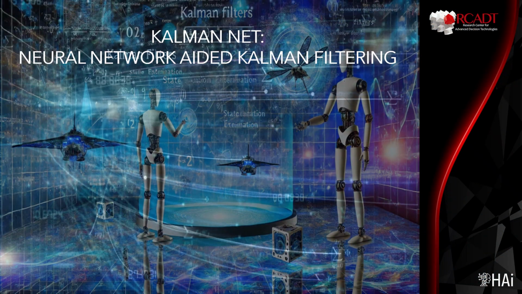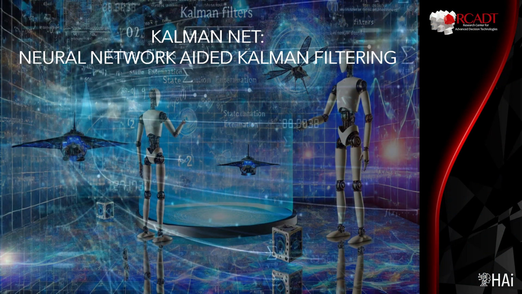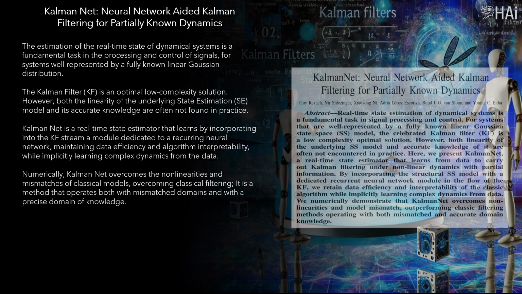KalmanNet, neural network-aided Kalman filtering. This section is based on the paper KalmanNet: neural network-aided Kalman filtering for partially known dynamics. The estimation of the real-time state of dynamical systems is a fundamental task in the processing and control of signals, for systems well represented by a fully known linear Gaussian distribution.